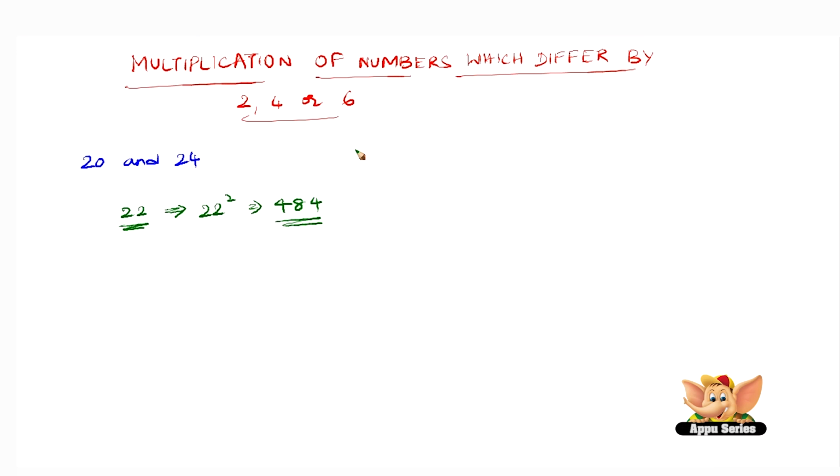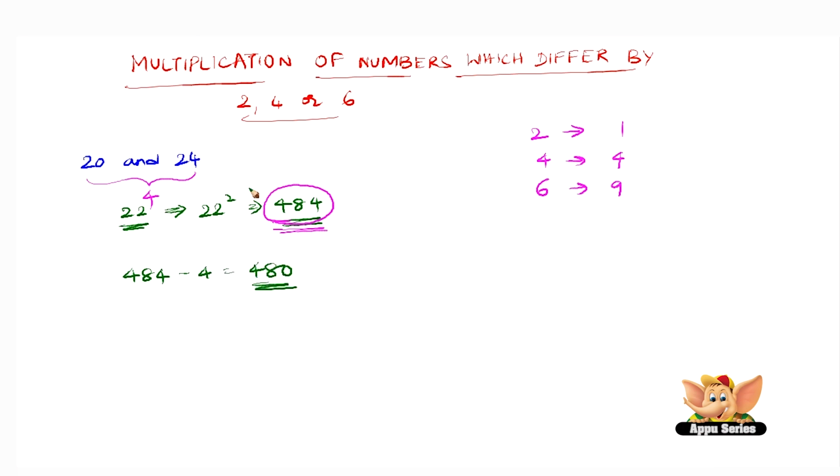Now before we go on to the next step, there is a small note that is to be considered. So the note says that if the difference between two numbers is 2, then subtract 1 from the squared number, that is 484. If the difference between the two numbers is 4, then subtract 4 from the squared number. And if the difference is 6, then subtract 9 from the squared number. So here the difference between 20 and 24 is 4, and therefore subtract 4 from 484, which gives us 480.